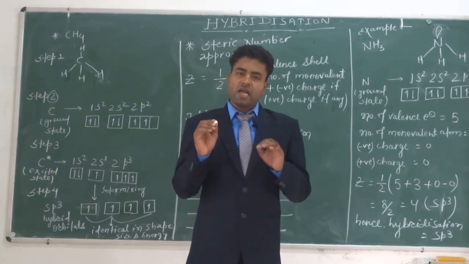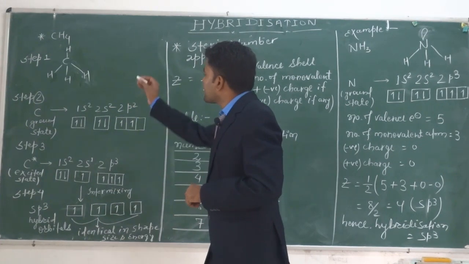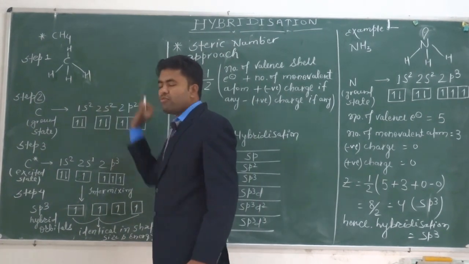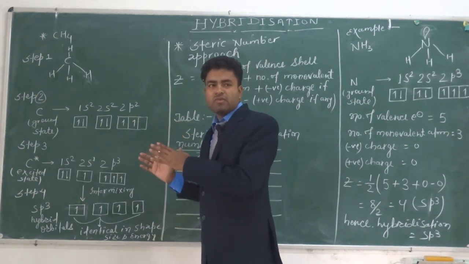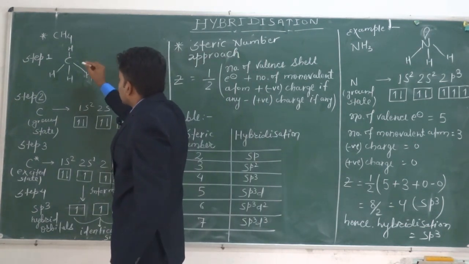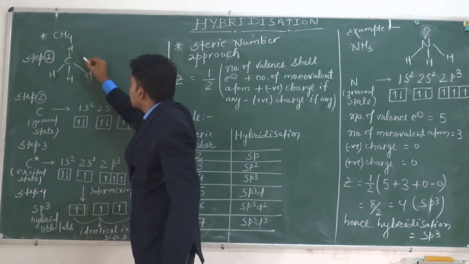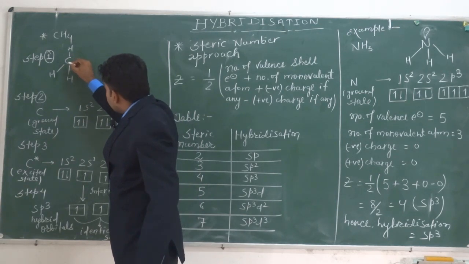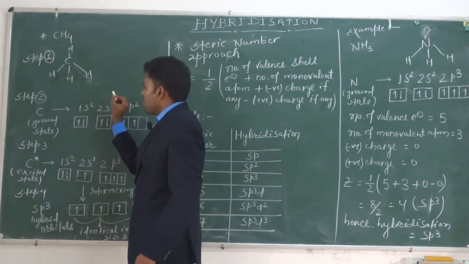So we understand hybridization with the help of an example. Here we have taken the example of the CH4 molecule. We will find the hybridization step by step. In the first step we draw the Lewis structure of the CH4 molecule, that is, the central atom is C and 4 hydrogen atoms are attached to the central atom through sigma bonds.